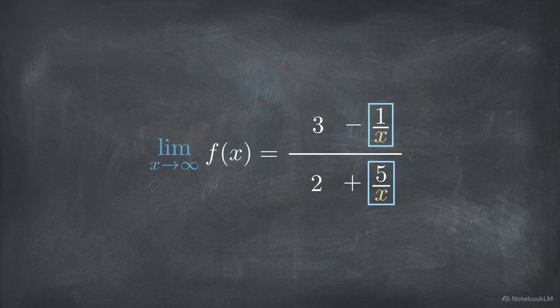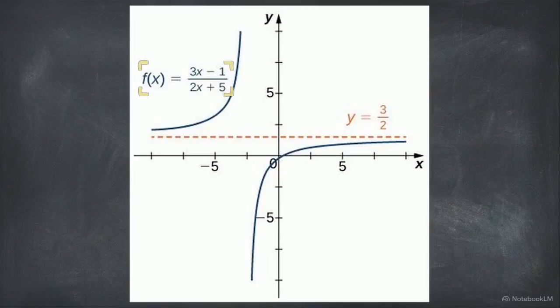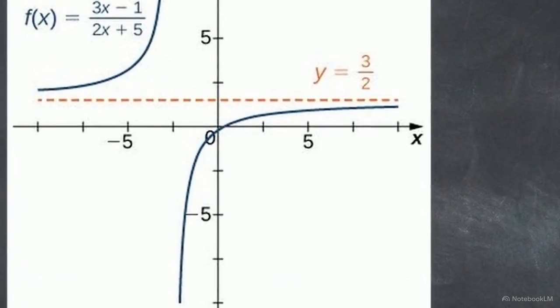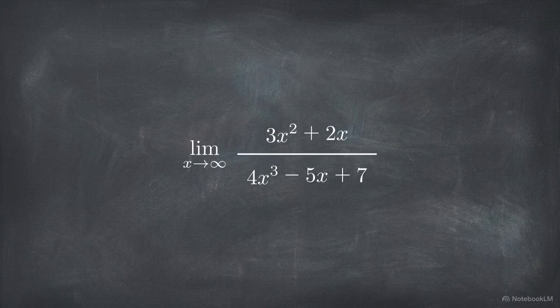Any constant over x goes to 0 as x gets infinitely large, so both -1 over x and 5 over x disappear. This chart shows the function's graph. Our calculation resulted in 3 halves, and visually, you can see the curve leveling out precisely at the horizontal line y equals 3 halves. What happens if the denominator is heavier?